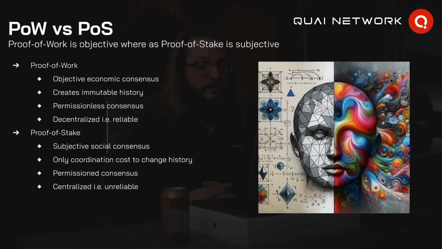With proof of stake, we have subjective social consensus. Only the coordination cost is required to change history. So at any point in the future, if I can convince the majority of validators to change the history going back an arbitrary depth, I could do so, and my only cost of doing so is the coordination cost, because the cost of creating new signatures on a new history is effectively zero. And this is also, again, permissioned consensus, and it's centralized, i.e. less reliable than a decentralized system.